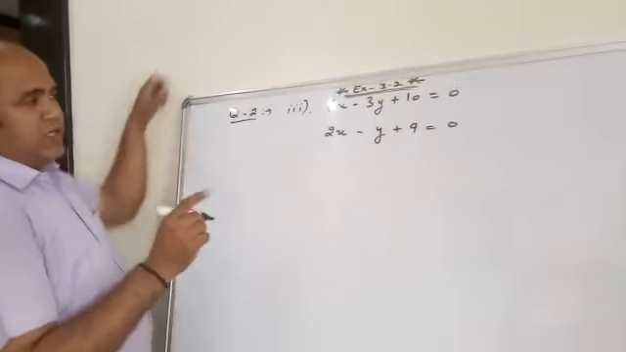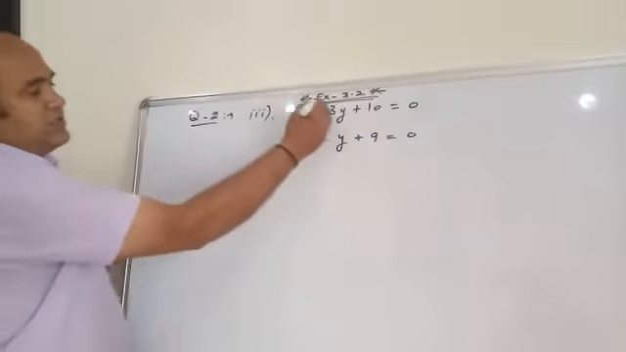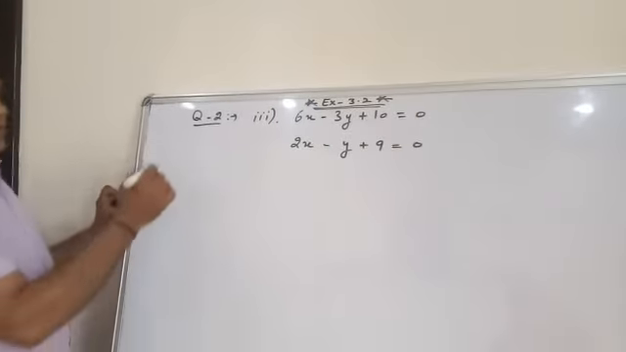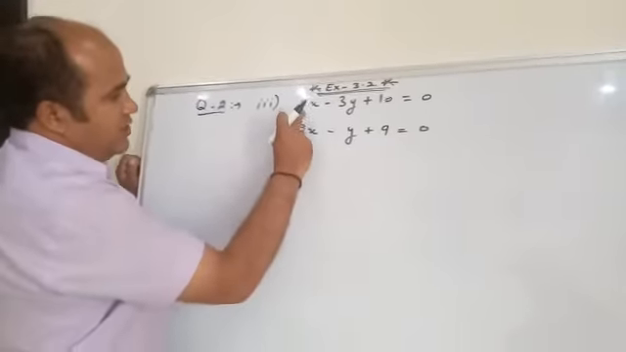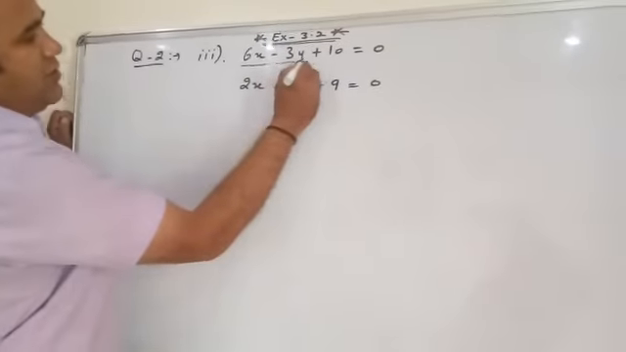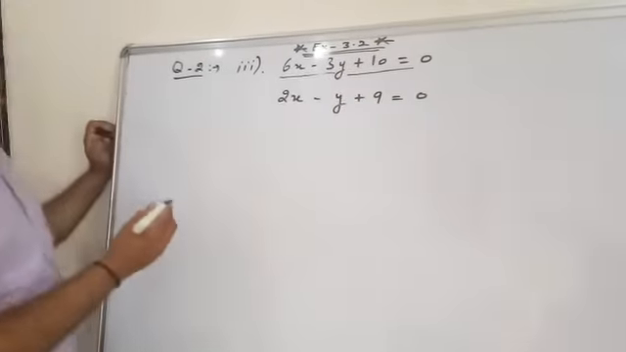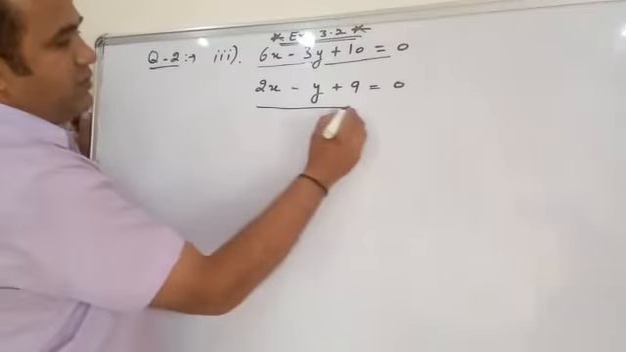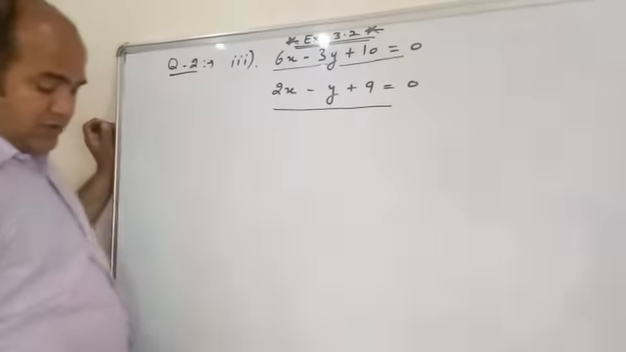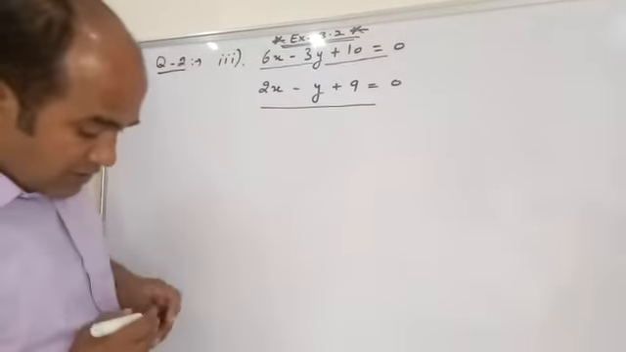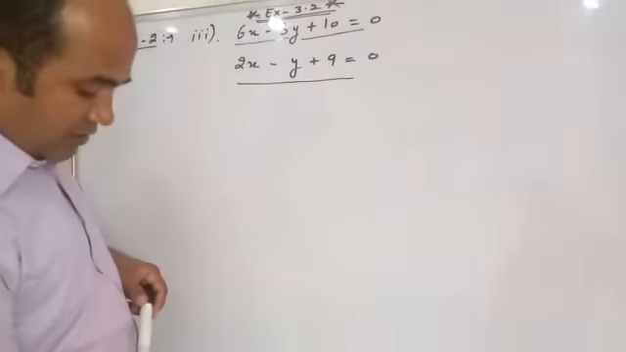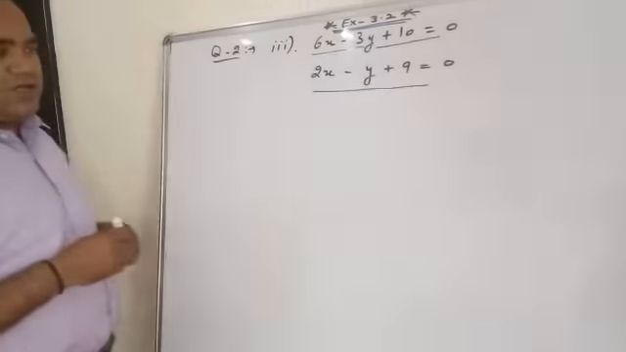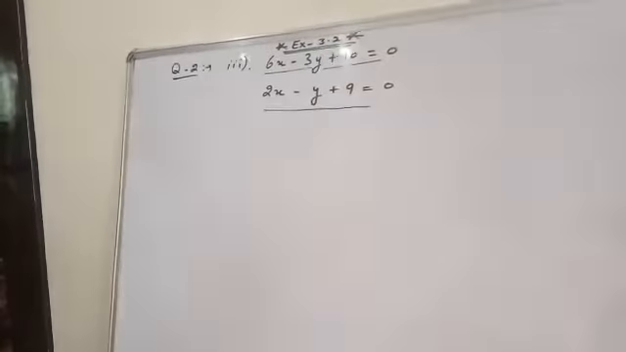Now based on that table we will start exercise 3.2. Here in question number 2, third part, the statements given are 6x minus 3y plus 10 equal to 0, and 2x minus y plus 9 equal to 0. They are asking whether the lines are parallel, or coincide, or intersect at one point.